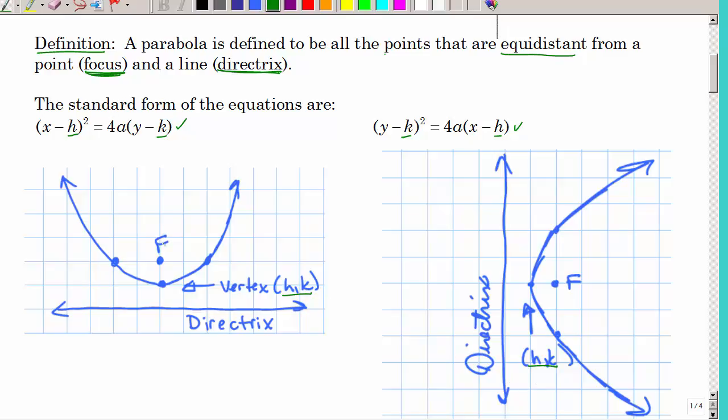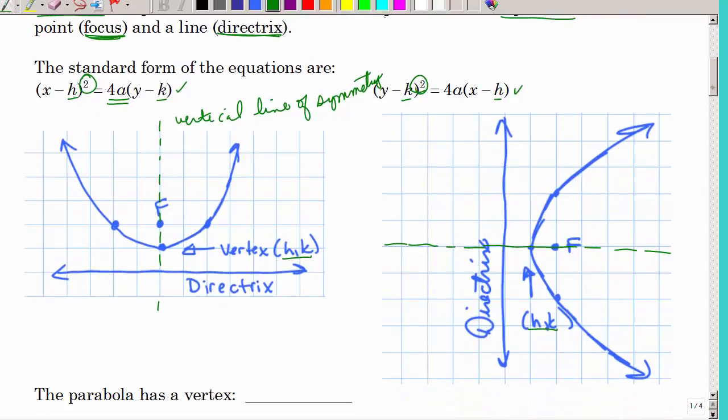Here we have a parabola that has a vertical line of symmetry. And this one we have a horizontal line of symmetry. This one you have an x is squared, that one you have y is squared. Now what is that 4a? That's going to be very important. A, not 4a, but A is the distance from the focus to the vertex and the vertex to the directrix.